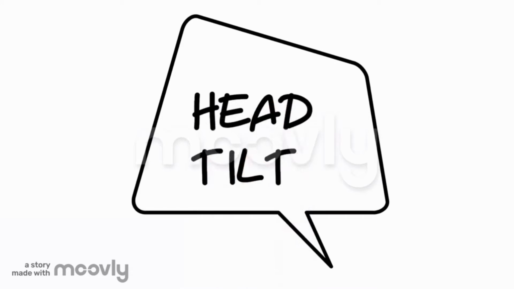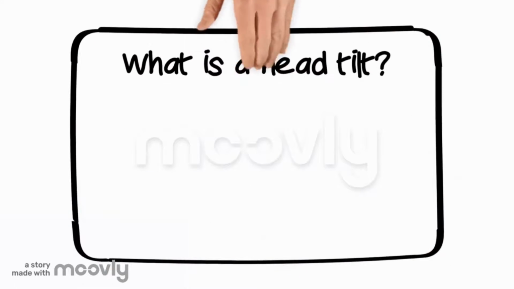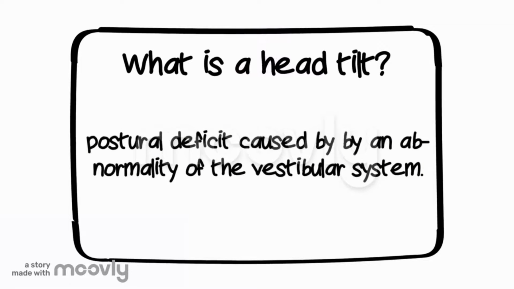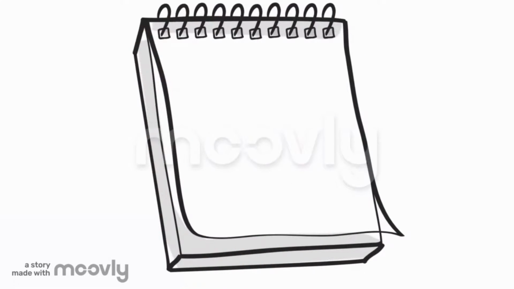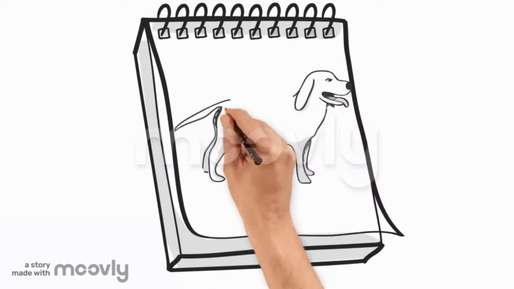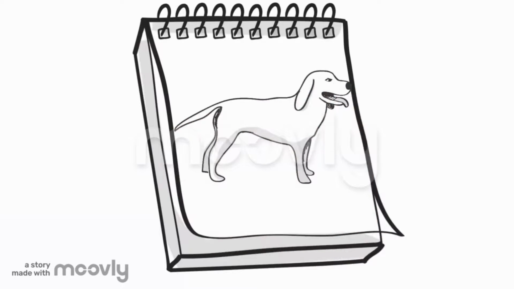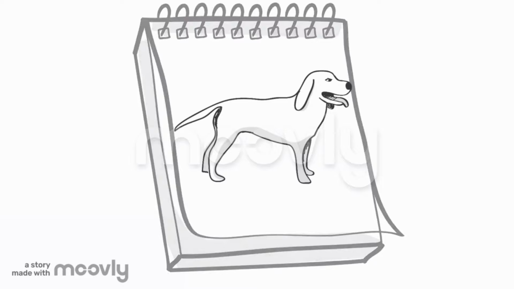Hi, let's talk about head tilt in canines. Head tilt is a postural deficit of the head and neck and is most commonly caused by an abnormality of the vestibular system. The head is twisted to one side on its long axis so that one ear is lower than the other. This is called a roll.